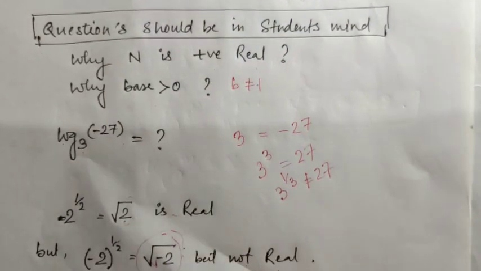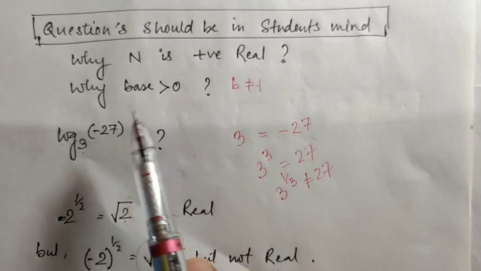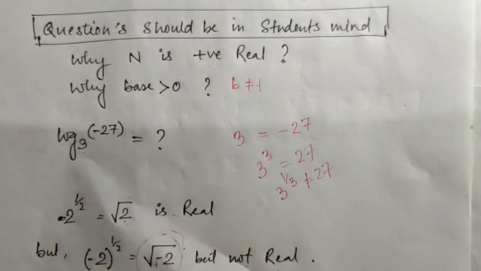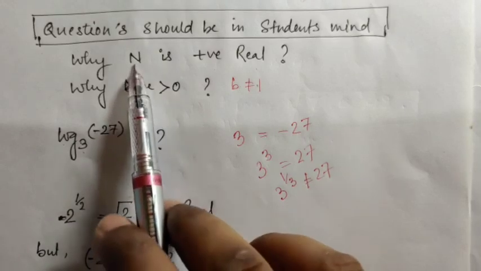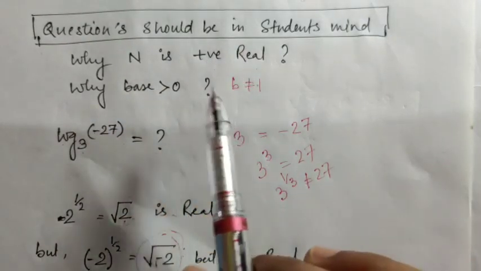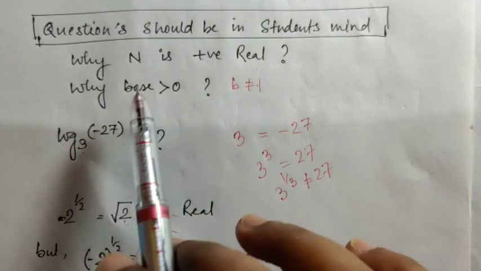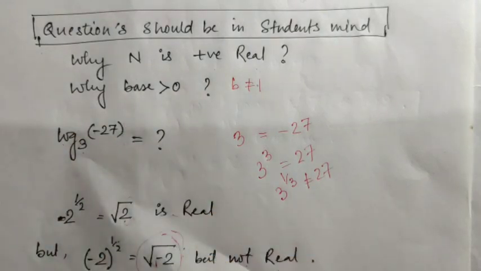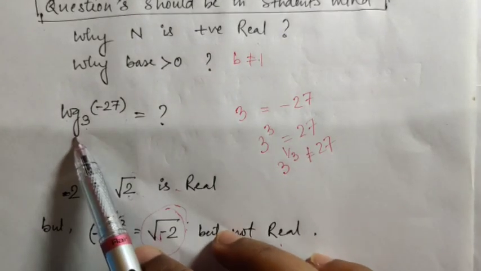Now all the students, some questions should come to mind, like the two questions I have pointed out. I have already mentioned before that any positive number can be expressed. That means n, we are talking about n. So n is real positive. Why? Okay, second question, base. In logarithm, the base is always taken positive and also it is not equal to 1. Clear? Why?